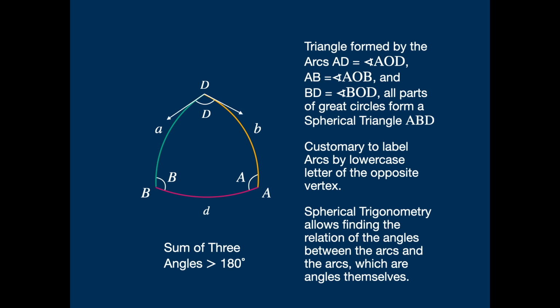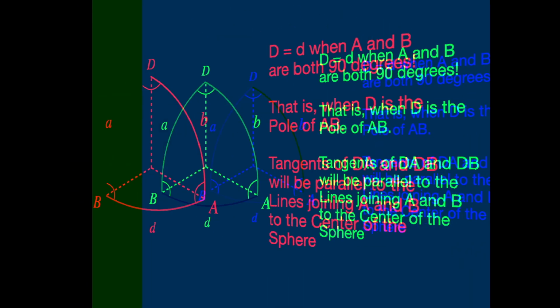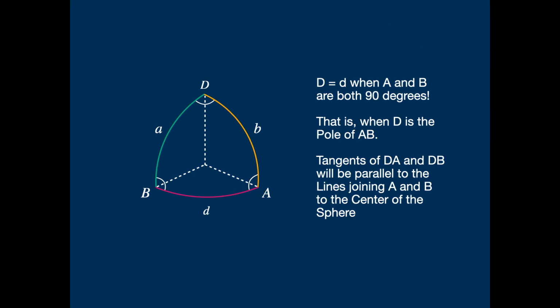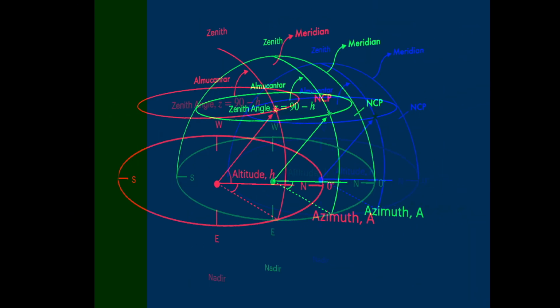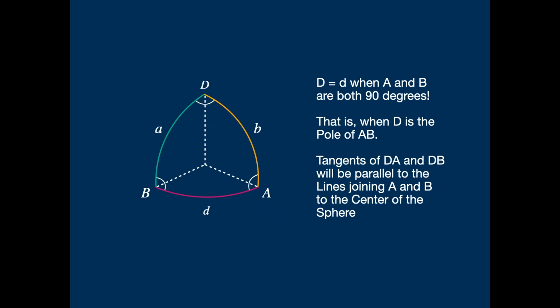So these are the tangents, and as I said, the angle between the tangents is capital D. When is this capital D, the angle between the tangents, equal to the small d, the arc AB? That happens when the angles B and A would be 90 degrees, or capital D would be the pole of great circle AB. When you have these 90 degrees, then the tangents will be parallel to the line joining B and A to the center.